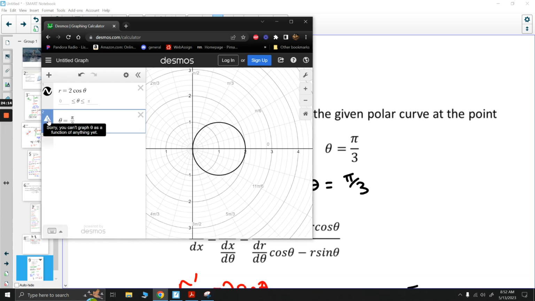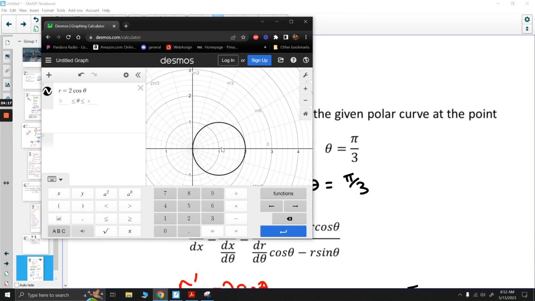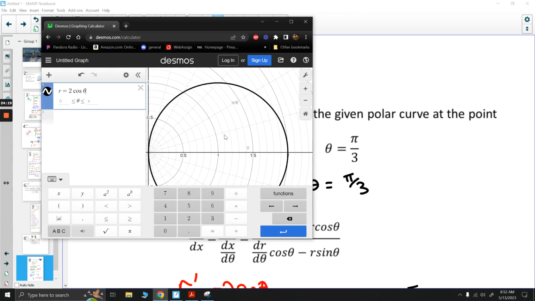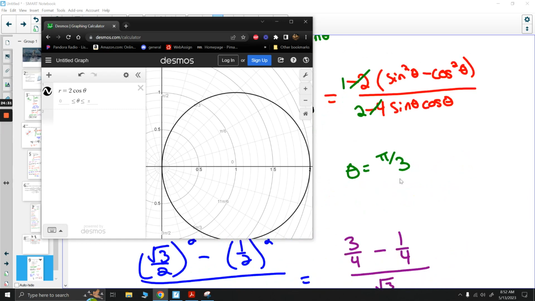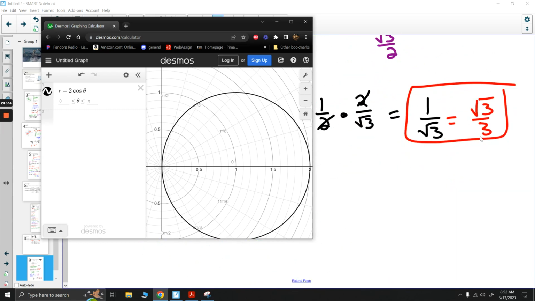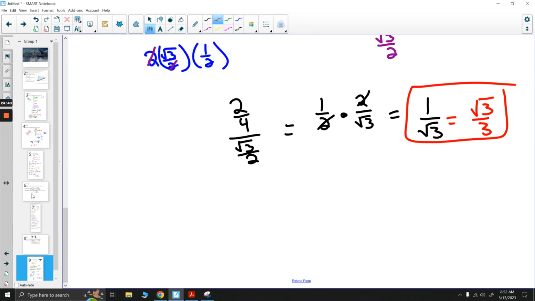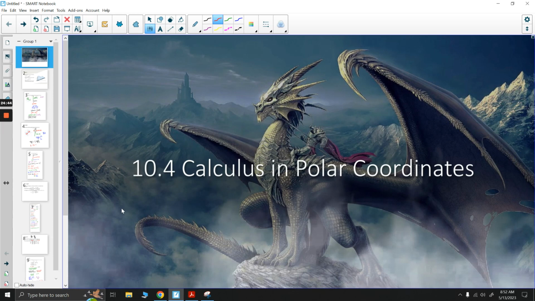No, it doesn't like it. That's okay. But pi thirds here is going to be right here. So it's this point right there. And it's positive. At least we can tell that it's positive. So square root 3 over 3 is positive, so that at least reads okay. It's not great, but such is life. Okay, so that has been our calculus in polar coordinates.